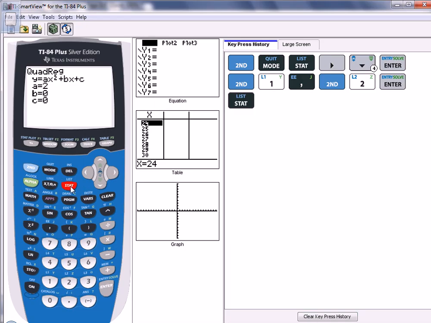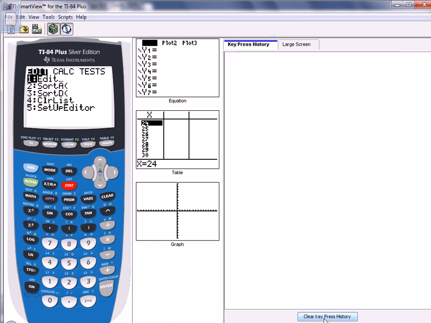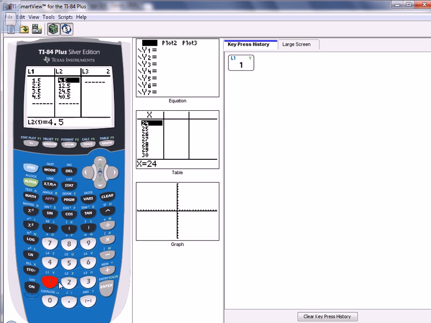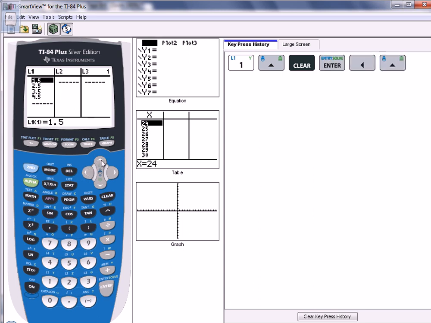Let's go back into our statistics. So everybody hit statistics. Let's go back into edit, and we're going to clear that data. So hopefully you remember: arrow up, clear, enter. Arrow over, arrow up, clear, enter. And now we're going to enter our new data.